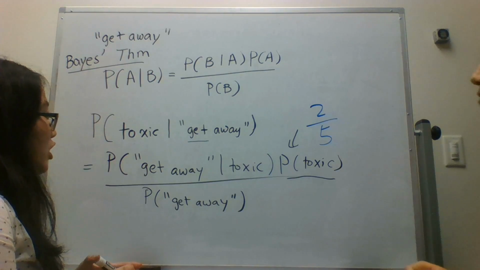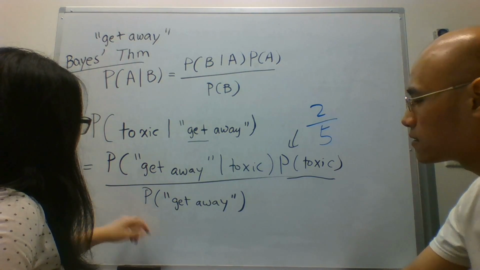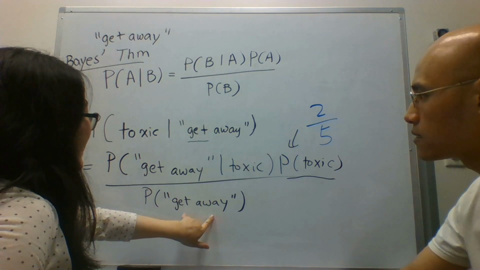Another thing I wanted to draw your attention to is the denominator. The denominator here is the probability of observing the phrase "get away."